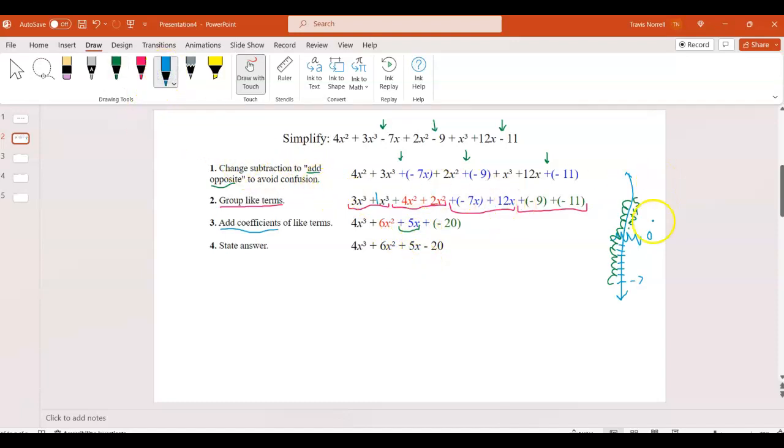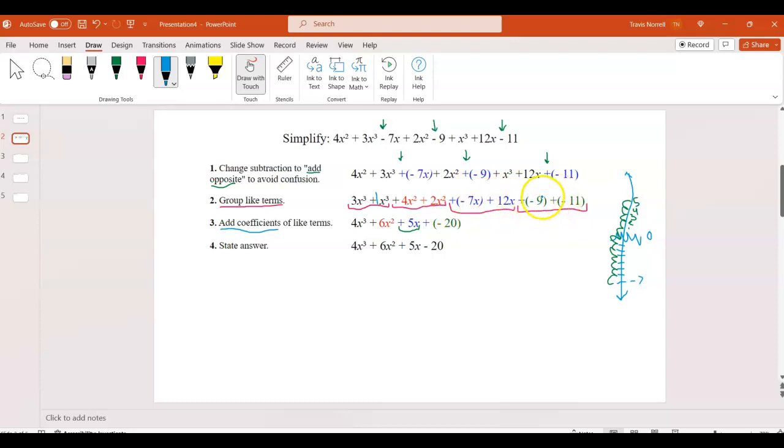So I try to think about it in a vertical number line where 0 is the water level. Positive numbers, I'm up here breathing. Negative numbers, I'm down here not breathing. And that sometimes helps me when I'm trying to add and subtract negative numbers.